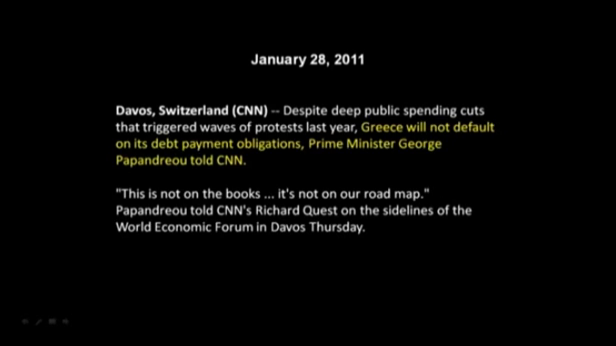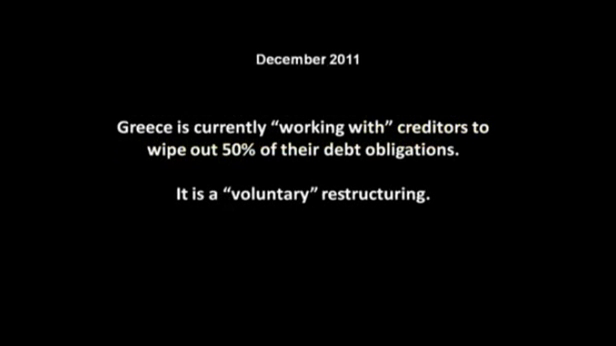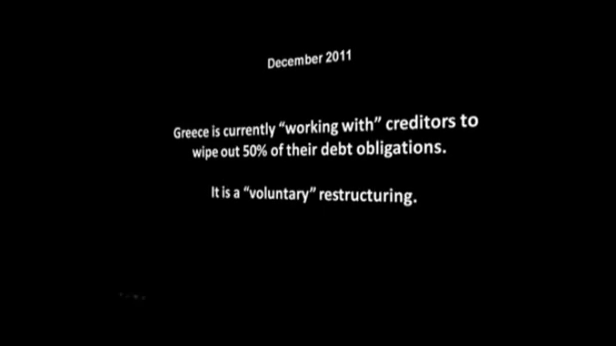If we fast forward to the present situation, in January of this year, Greece was saying we're not going to default. We're going to meet all of our payment obligations. It's not our roadmap. That's not where we're going. And as we all know now, Greece, as I speak, is currently working with creditors to wipe out 50% of their debt obligations. They can call it a voluntary restructuring. The reality is that's a form of a default, even though we heard from European leaders for a long time that no one's going to default.